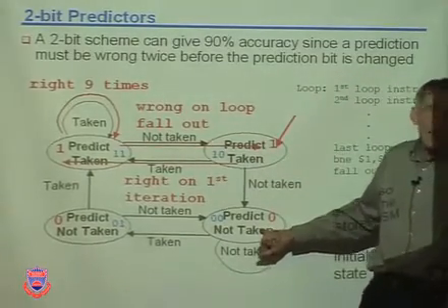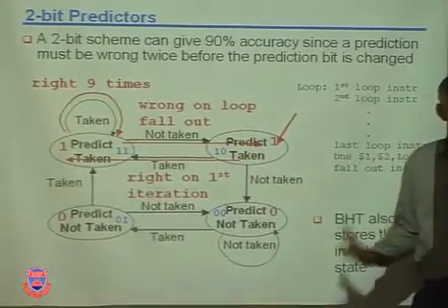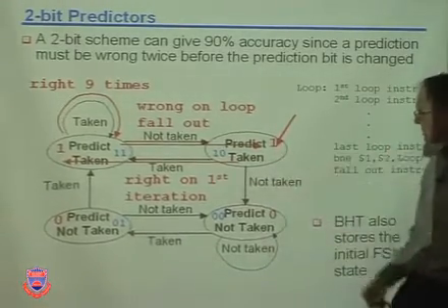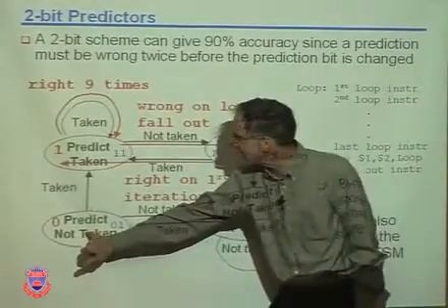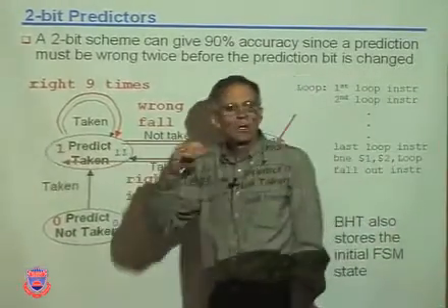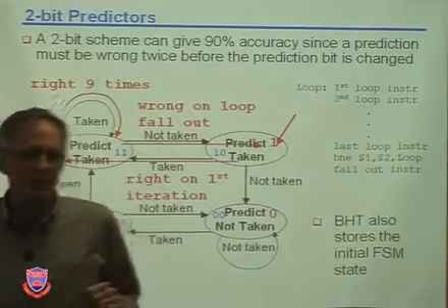You have to be wrong twice in order to change your prediction. Is that okay with everybody? That's what this state machine shows. And if you're predicting not taken and it's taken, you still predict not taken until it's taken a second time. So it takes 2 wrongs in a row to get you to change your prediction.